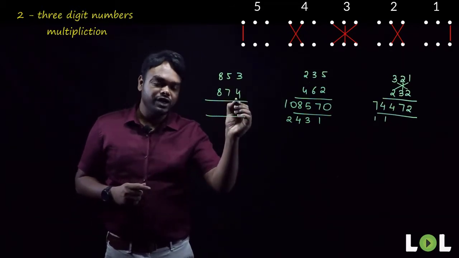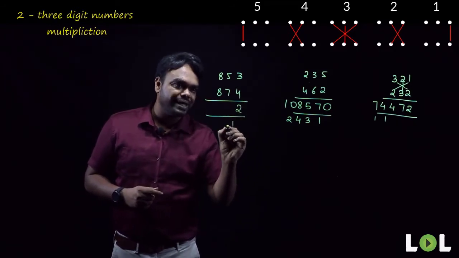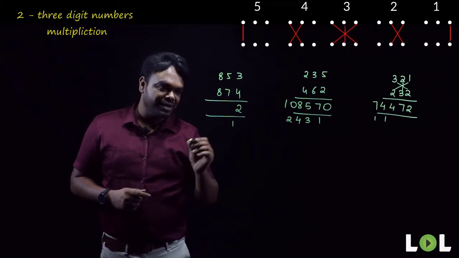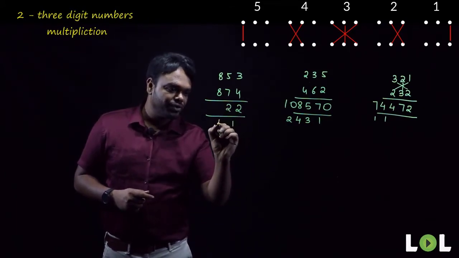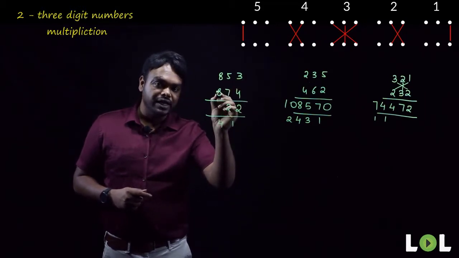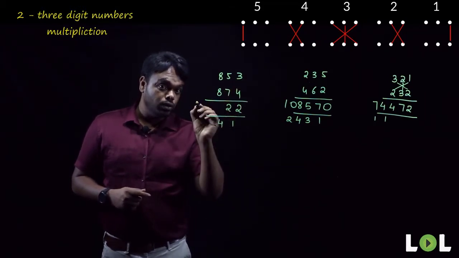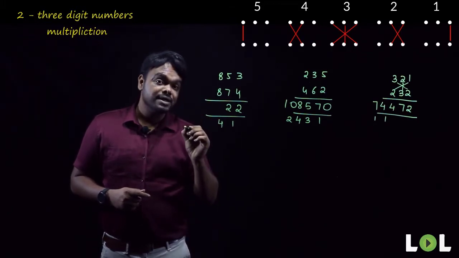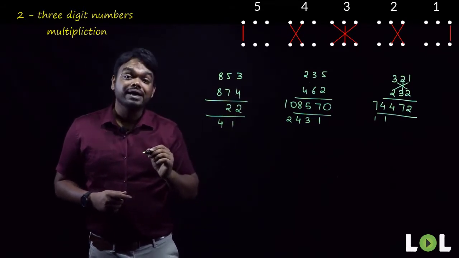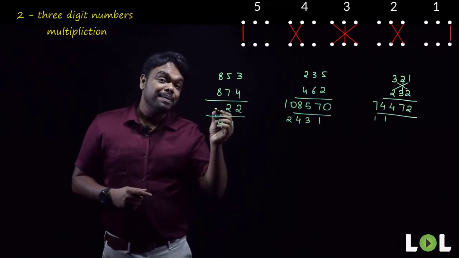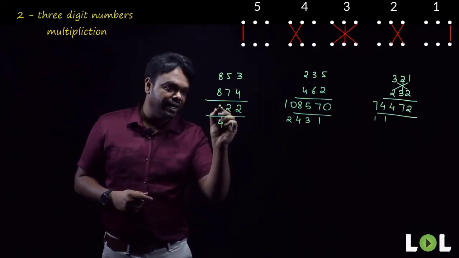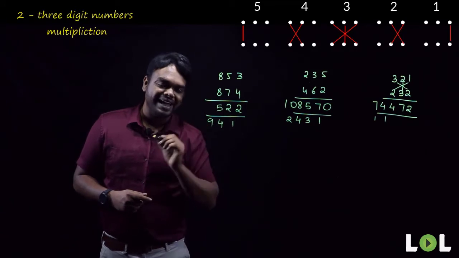Now, first step, 3 into 4 is 12. I'll write 2 here, 1 carry. Second step, 20, 7 into 3, 21. 41 plus 1, 42. 2 here, 4 here. Third step, 8 into 4, 32. 8 into 3, 24. 32 plus 24 should give us 56. Now 56 plus 7 into 5, 35. 56 plus 35 should give us 91. 91 plus 4 is 95. I'll write 5 here and I'll take 9 here.